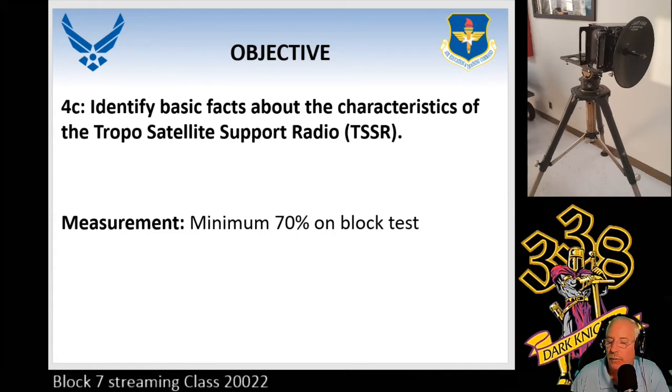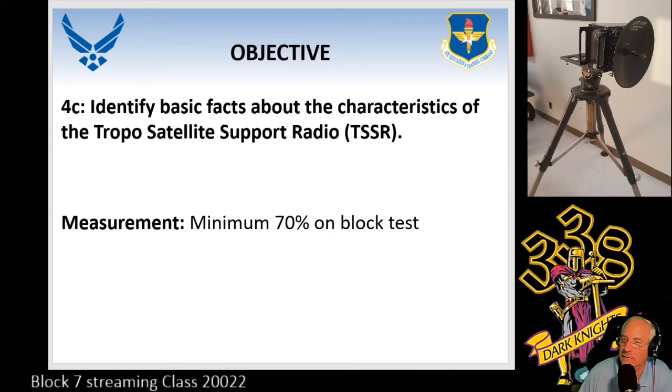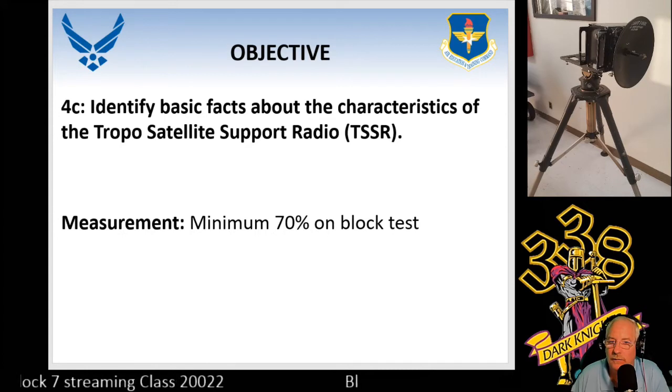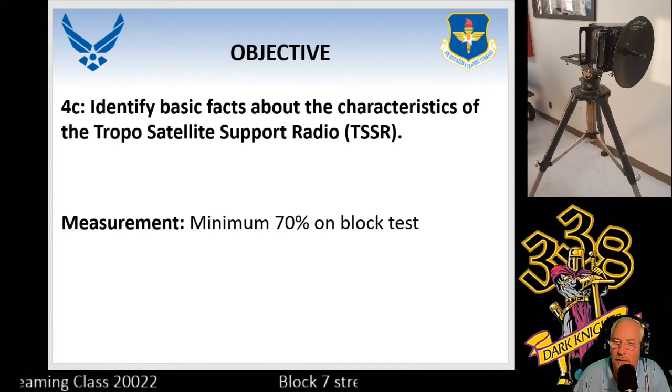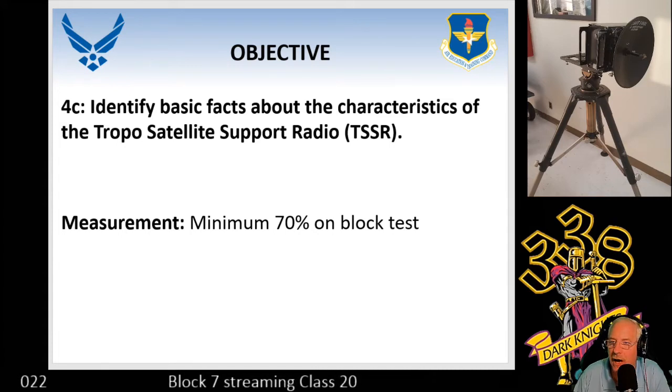Okay, let's pull up our slides and follow along, if you would, please. We're looking at 4 Charlie, identify basic facts about the characteristics of the Tropo satellite support radio, better known as the AN/GRC-239.